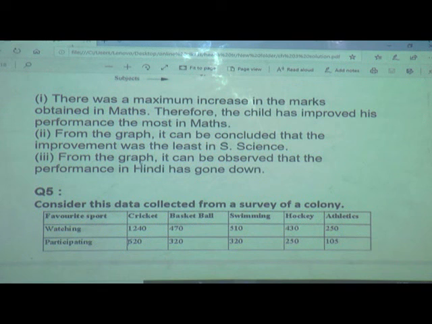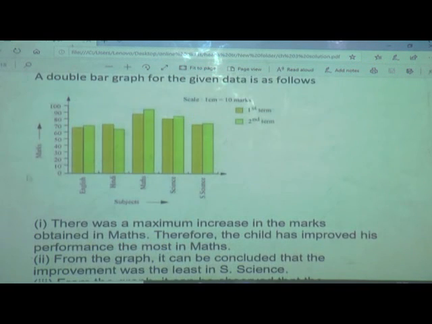From the graph it can be obtained that the performance in Hindi has gone down. Means here we can see in Hindi the performance of the child in the first term is high, and in the second term the performance went down. Means the child has secured fewer marks in the second term as compared to the first term. This happens with you also.